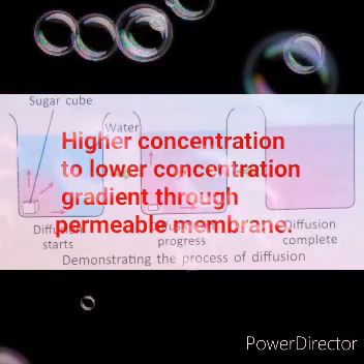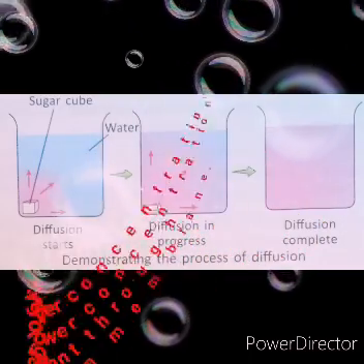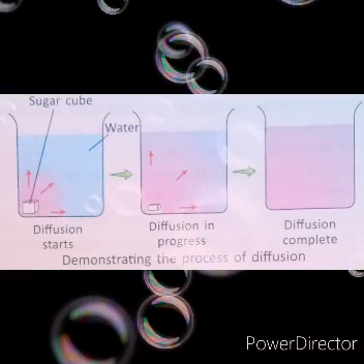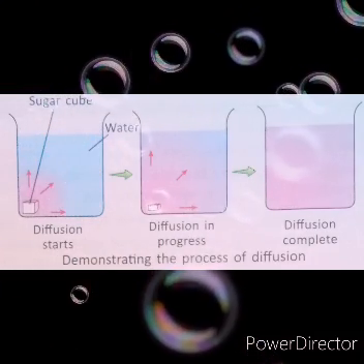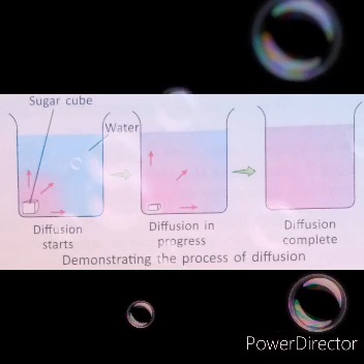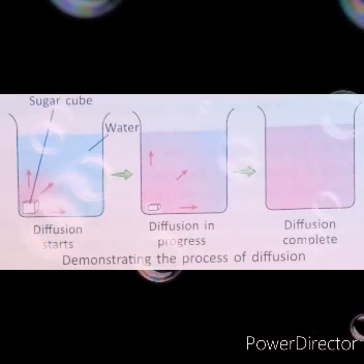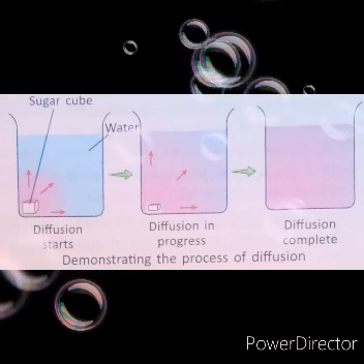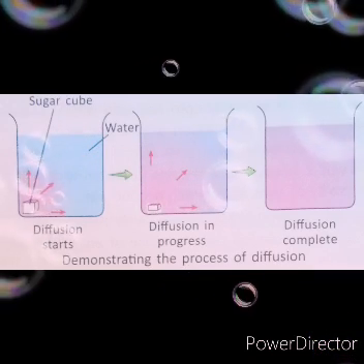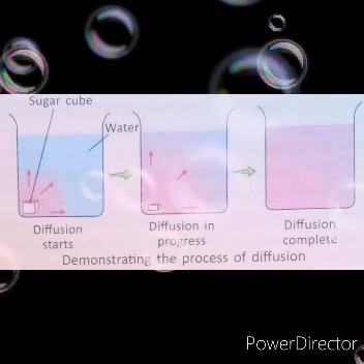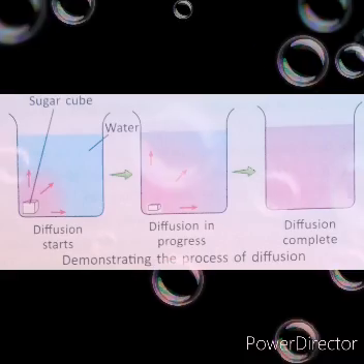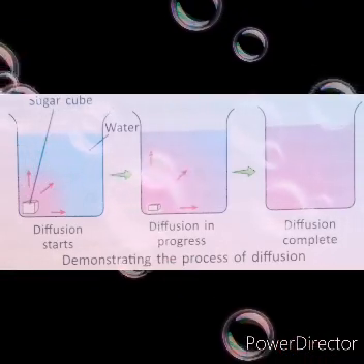For this we have to see one activity. Here we have to take some water in a beaker and we have to insert inside a cube of sugar, that is the solidified sugar. Then if we keep this sugar cube for some time, we will see that the size of the sugar cube is decreased as some of the sugar is mixed in the water. Then after some time, the sugar cube is totally mixed with this water. This shows that the sugar has the higher concentration and the water has the lower concentration. So the sugar is mixed properly in the water.